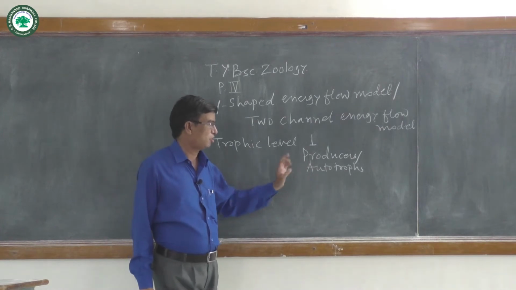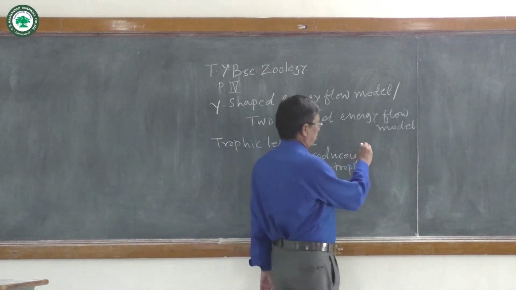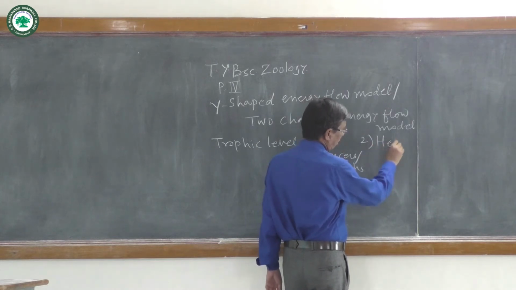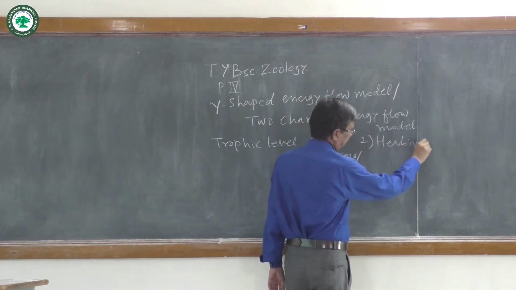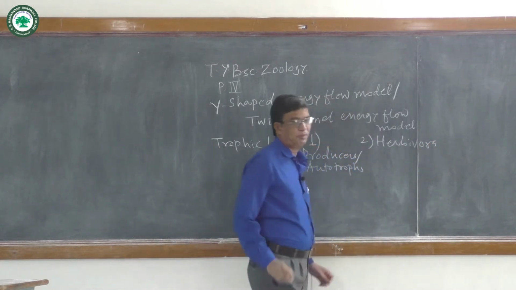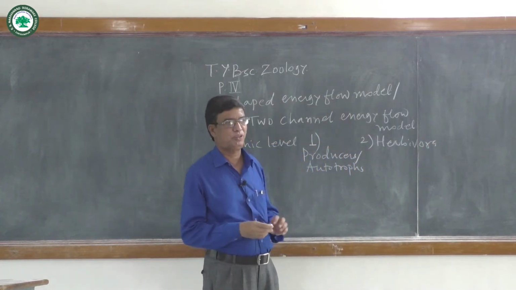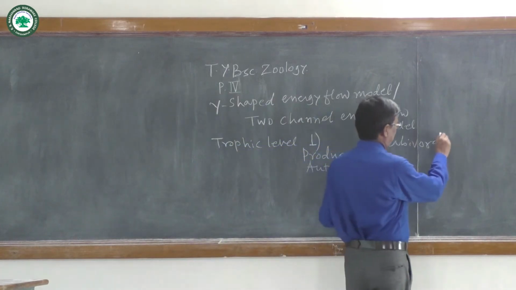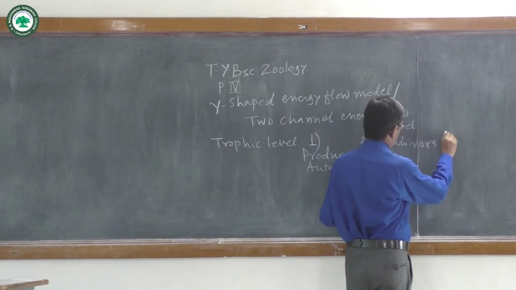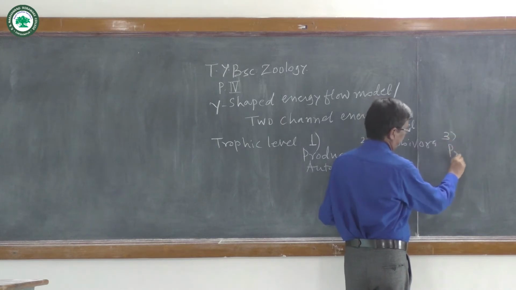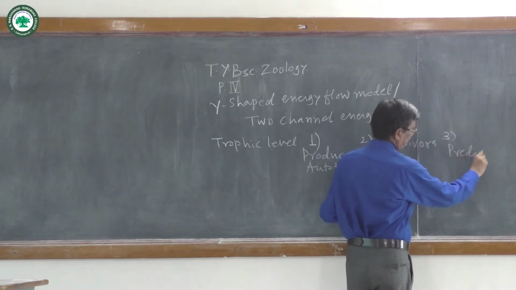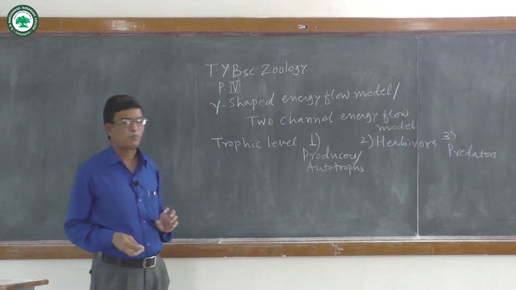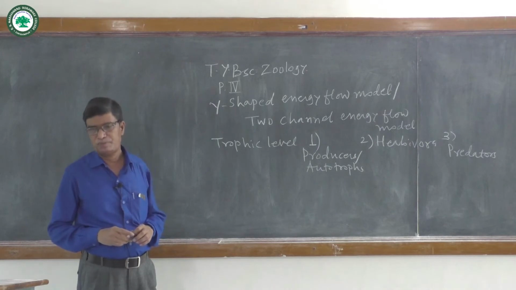Trophic level second is herbivores or herbivorous animals. And trophic level third is predators, that is predators or carnivorous animals.